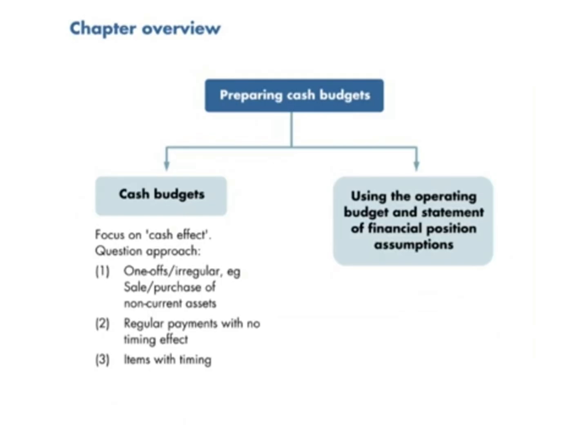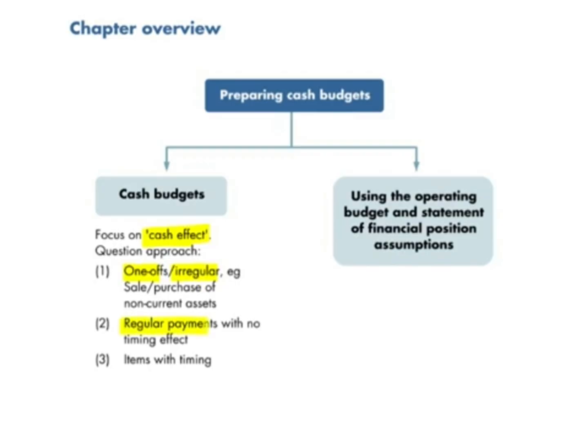This chapter presents two different ways in which a cash budget can be prepared. The first one is to look at timing differences and the cash effect of timing differences. If you have a question that focuses on timing differences when preparing cash budgets, it's important that you take a logical approach to putting together the cash budget. Look for one-off and irregular payments first. For example, the sale or purchase of non-current assets. That should relate to just one time period, so it should be easy to just put it in.